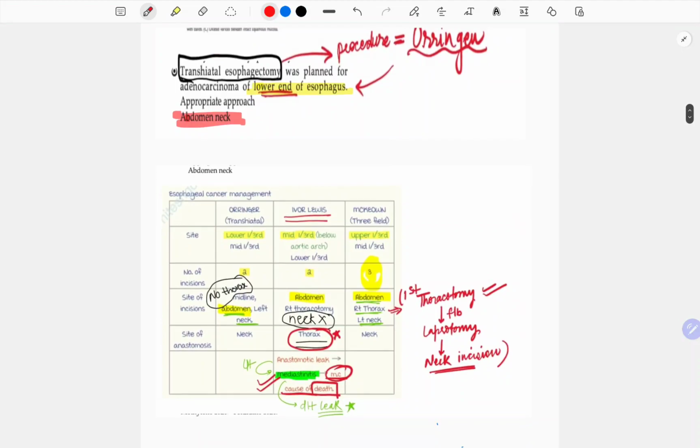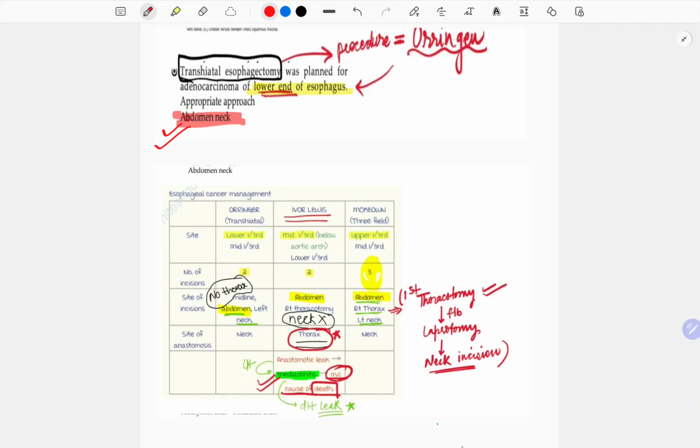Next, the same question, I put it here in order to make you understand the difference between the two. Next, a transhiatal esophagectomy was planned for adenocarcinoma of the lower end of the esophagus. What was the appropriate approach? In the options, they gave different approaches like abdomen, neck, transhiatal, thorax, etc. So the answer would be abdomen and neck.